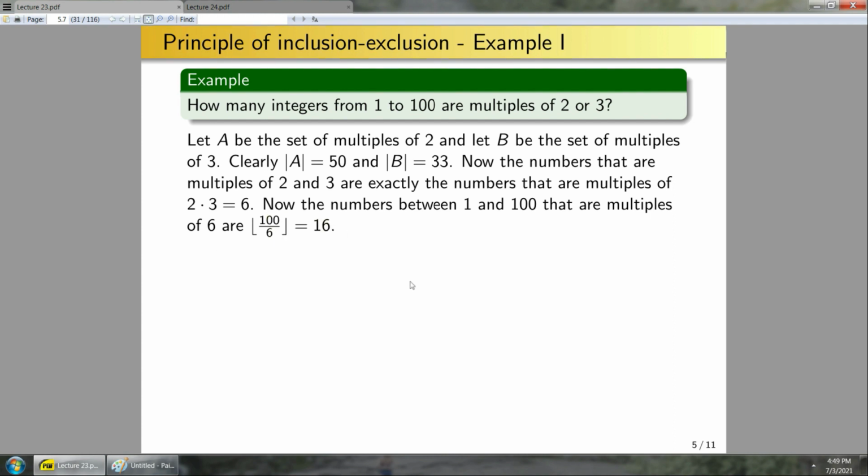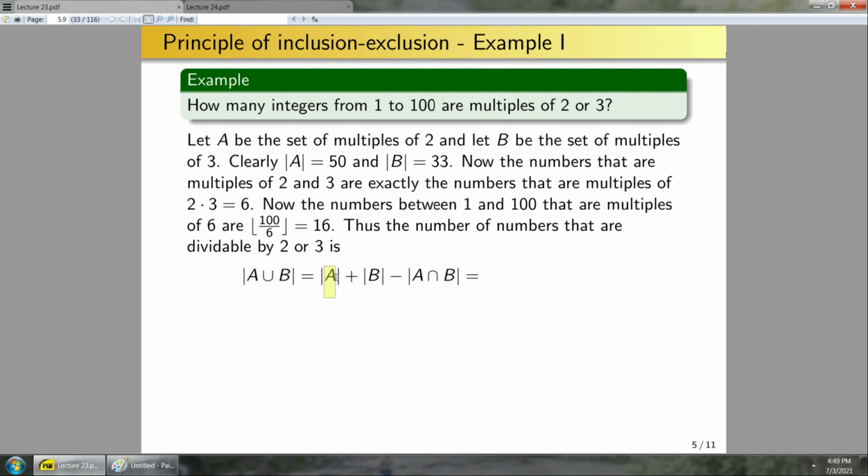Okay, so from here, the number of numbers that are divisible by 2 or 3 will simply be the cardinality of A union B, which is simply going to be the cardinality of A plus the cardinality of B minus the cardinality of A intersect B. And we've computed these numbers, so that's simply this thing here, which is 67. So the vast majority of the numbers in this case.